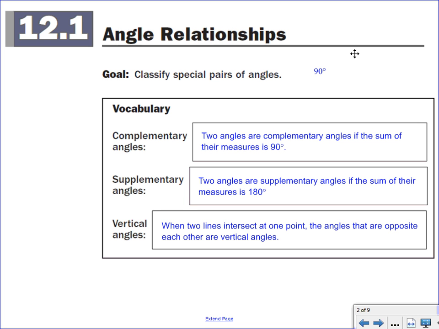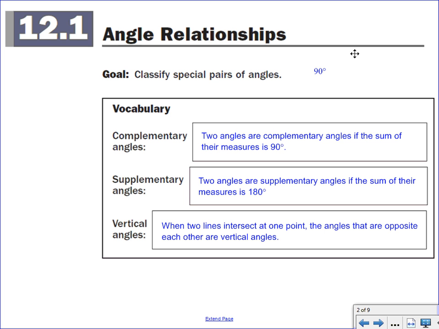Supplementary angles are two angles whose sum is 180 degrees. I remember these because complementary, C, comes before supplementary, S, and 90 comes before 180.